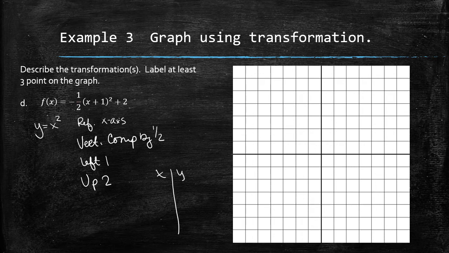x and y. So a key point I want to look at is what happens when x is negative 1. Okay, so we know this for a couple reasons. First of all, we shifted to the left 1 unit. So instead of being at the origin, we're now going to be at negative 1. Also, if I just look right here, negative 1 plus 1 is 0, and so I know that's going to be a key point. So 0 squared is 0 times negative 1/2, still 0, and then you're up 2. So negative 1, 2 is a point on our graph.